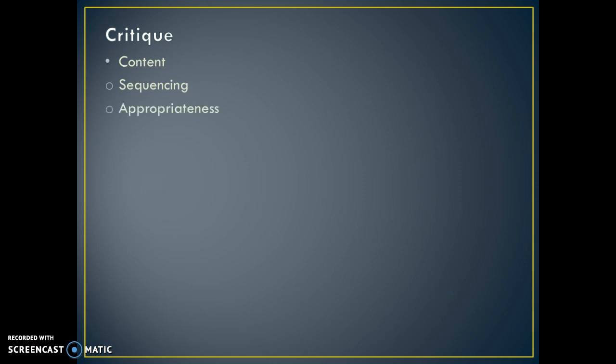Next, kind of goes in with the sequencing, is the appropriateness of the lessons. So it clearly relates everything to the content standards laid out by the state. So they are following what should be taught. So everything is appropriate for their age level, and it makes logical sense in how they are putting everything together.